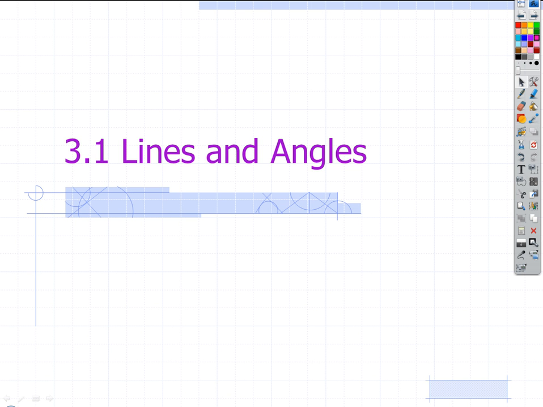Okay, so lines and angles. Now, let me put this in a little context. What we want to talk about today are relationships that happen when lines intersect each other. We spent a lot of time talking about that, and we had a couple pretty simple relationships that we dealt with in chapter 1.